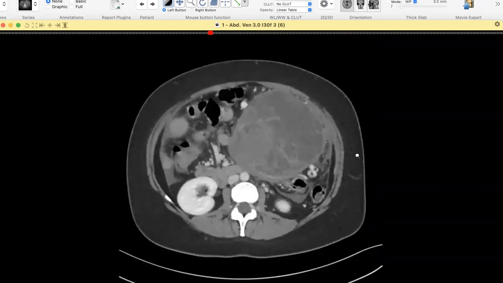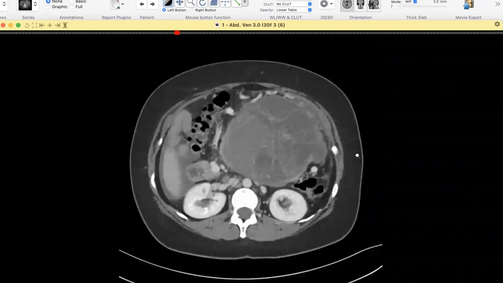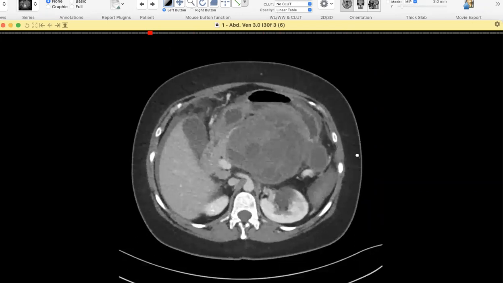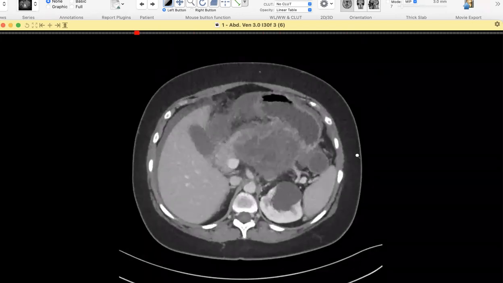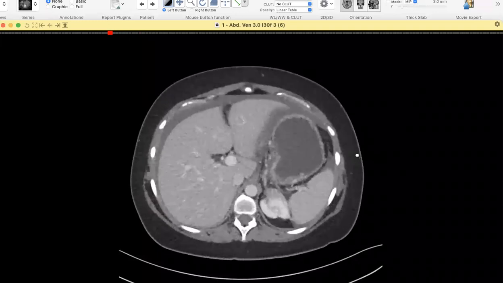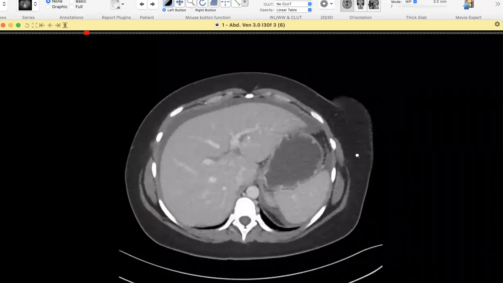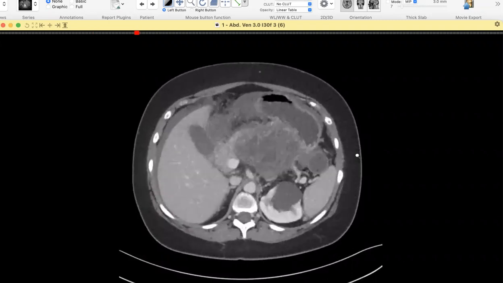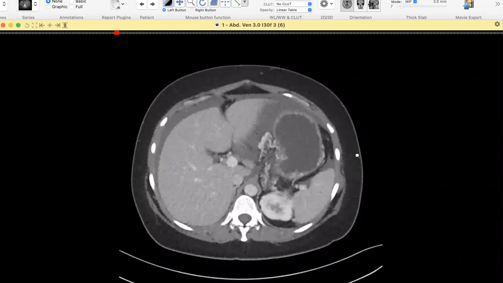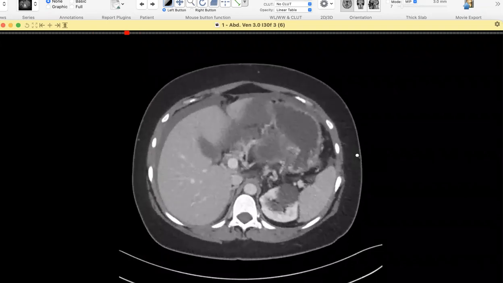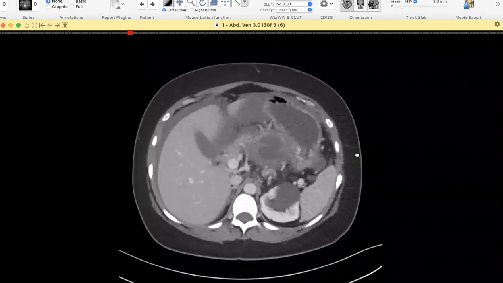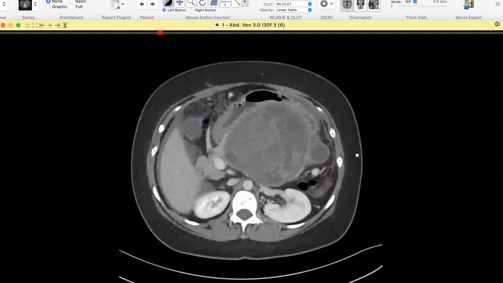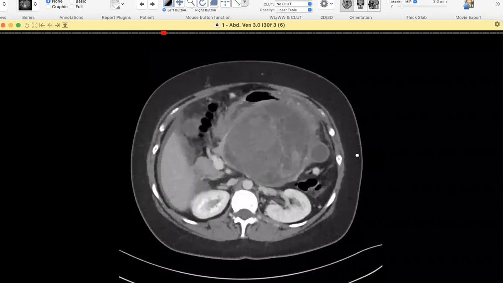So going back into this lesion, trying to see its relationship with the adrenals. Adrenals are separately visible. So the lesion is abutting the celiac artery, which it has mildly narrowed. It has displaced the superior mesenteric artery and vein contralaterally.